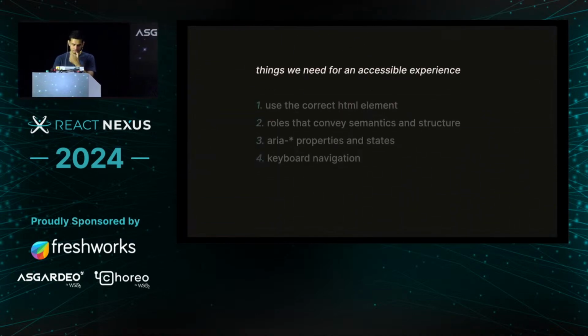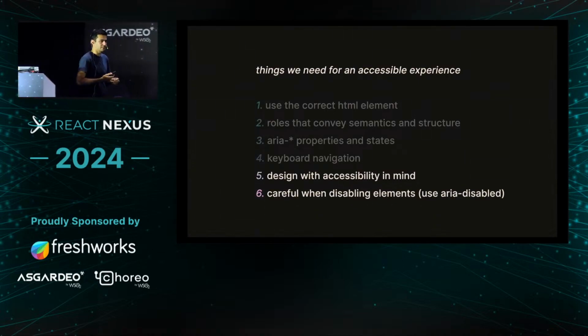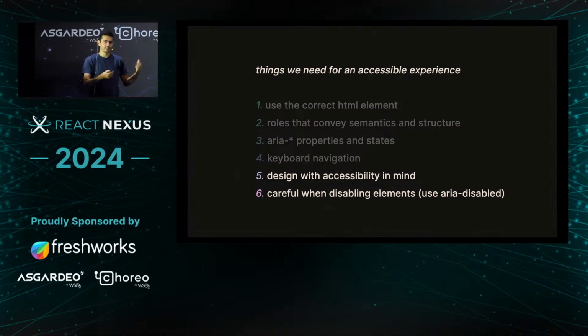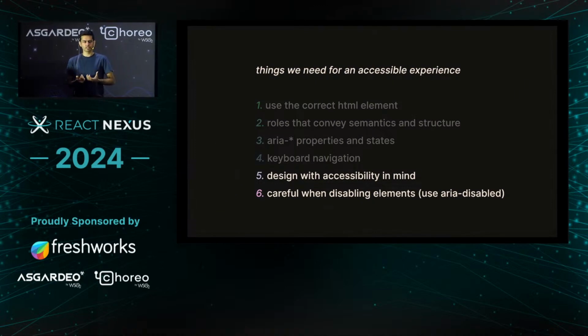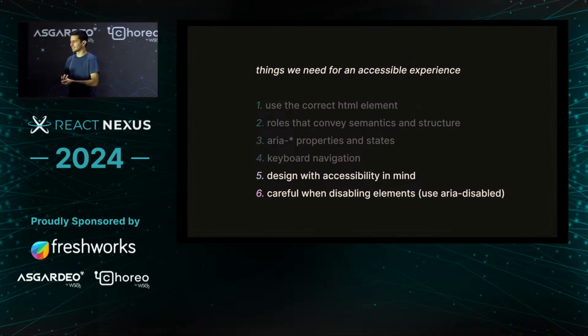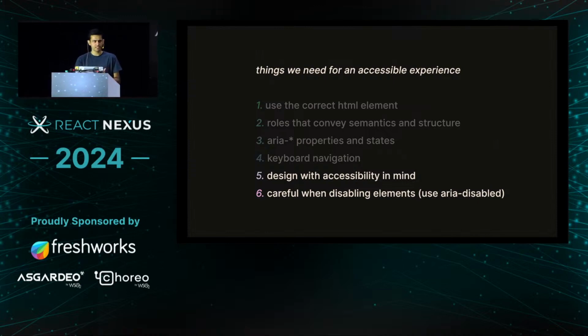So what have we learned? The four things that we learned before, and that you have to design with accessibility in mind. It's not just an engineering thing, it's also a design thing. If you don't design with accessibility in mind, you might do things like this, where disclosing things as we go on is a pretty common pattern. It makes cleaner UIs, but in the spirit of creating something minimal, you might also be creating something inaccessible. And so you have to be careful when disabling elements, and it's generally better to use ARIA disabled, unless you want it disabled for everybody.